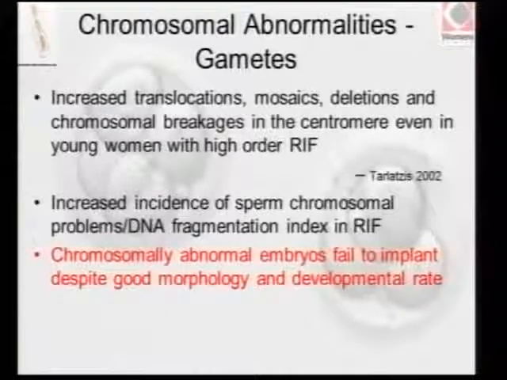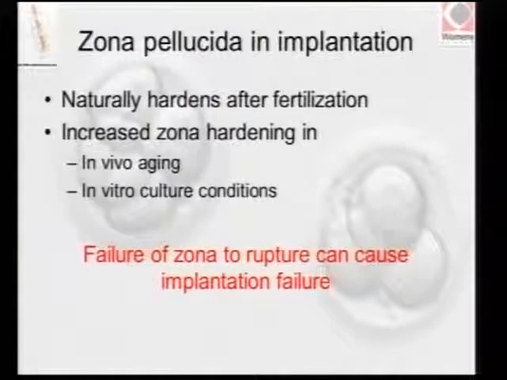There is a test called SCSA, which gives you the percentage of sperms which have to be normal to create a normal pregnancy. So chromosomally abnormal embryos fail to implant despite a good morphology and a developmental rate. So you have to have gametes which are normal for you to start with to get a good implantation.